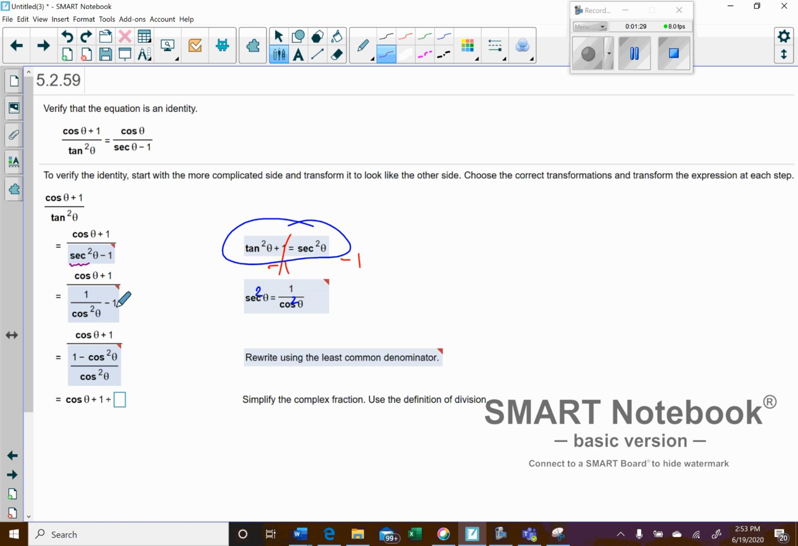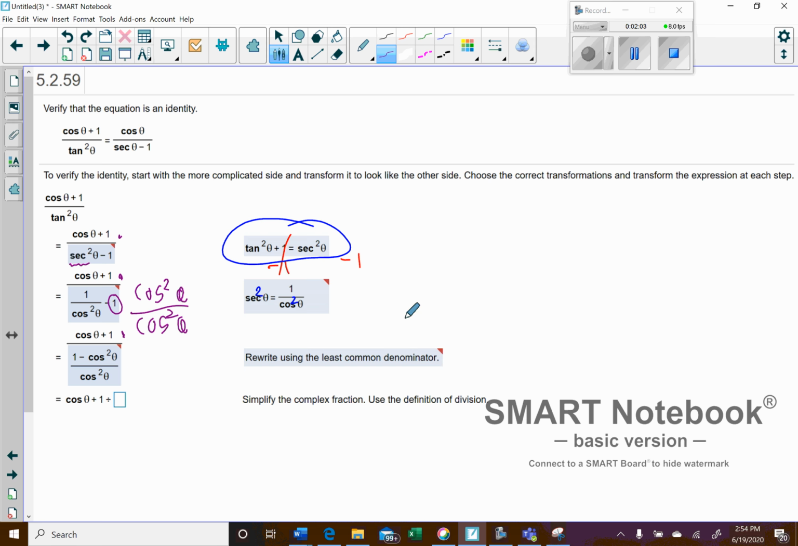And then you still have the minus 1, and then you still have your numerator from up here. Nothing's changed with the numerator so far. Then the next step, I guess they're probably going to give you a couple of different options. Right here it says rewrite using the least common denominator. So what you would do here is change this minus 1 to cosine squared over cosine squared. When you do that, now you have a common denominator, and that's how we get 1 minus cosine squared all over cosine squared.